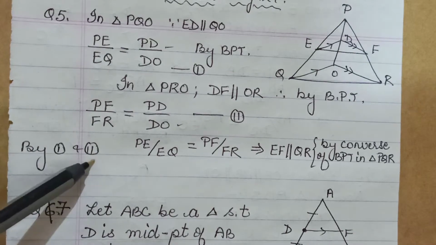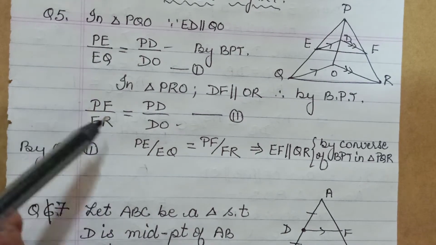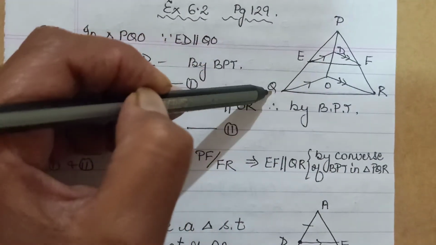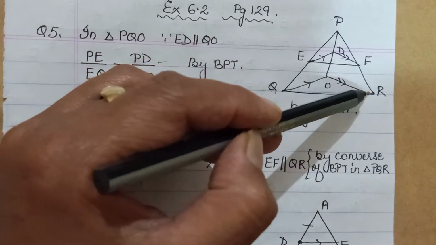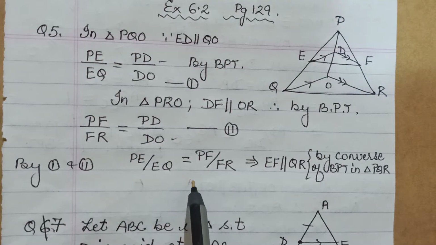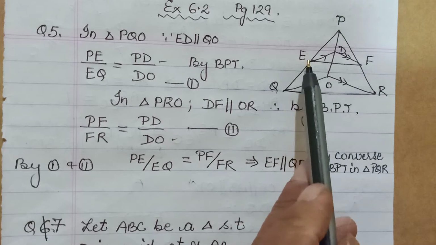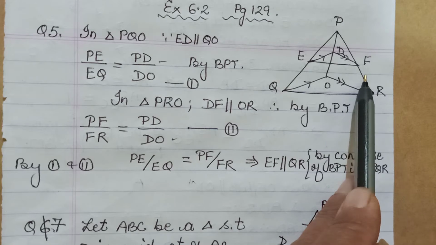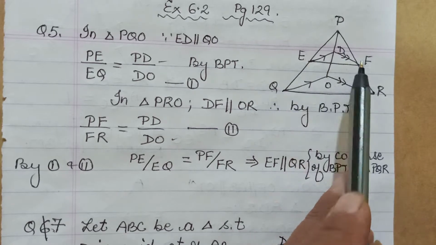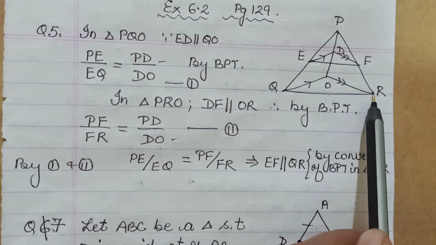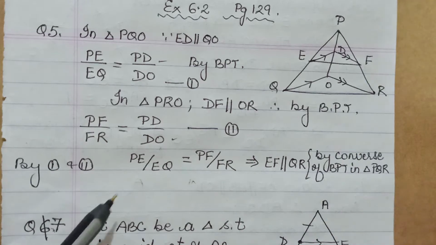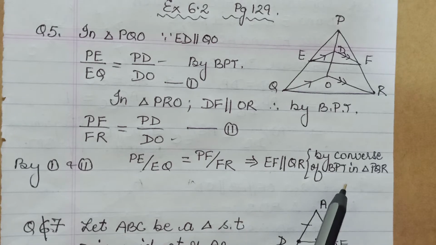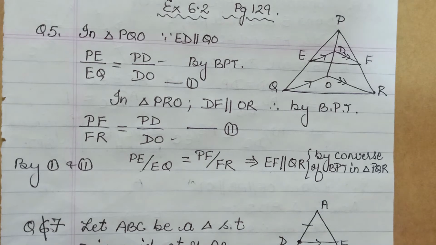So by equations 1 and 2, you have PE upon EQ equal to PF upon FR. This is what you are showing here. Because of that, the converse of BPT is applicable. If you've got the corresponding portions in the same proportion, then the line segment EF should be parallel to QR. That is the statement of the converse of BPT. So you can say this implies EF is parallel to QR, by converse of BPT. Clear?